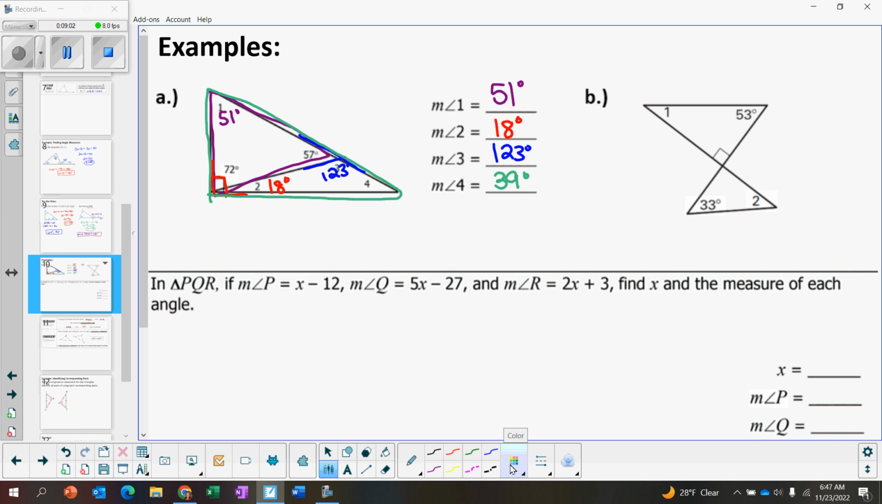When I'm looking at problem B, we have a right angle here, which means on the other side, because it's vertical, is another right angle. So within this triangle down here, I know I have 90 plus 33 plus angle 2. So I could do 90 plus 33 is 123. Take that away from 180. The measure of angle 2 is 57 degrees.